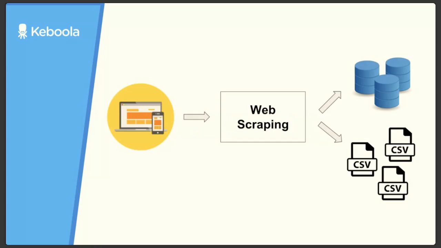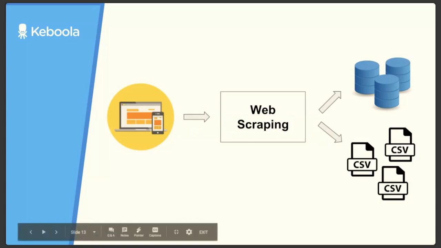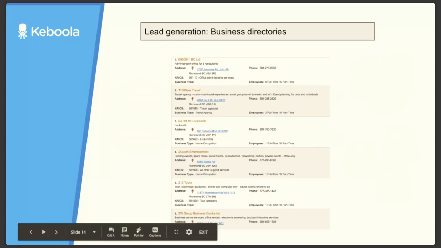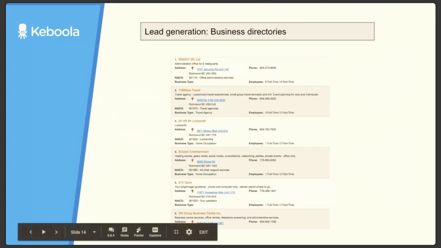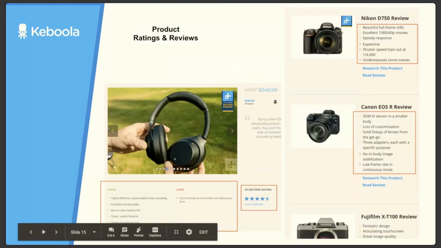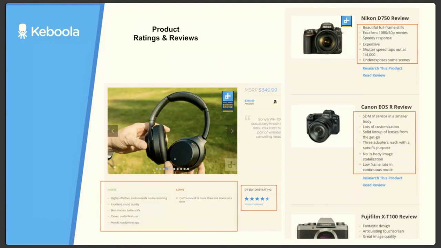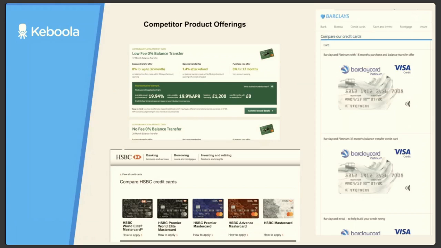Now let's talk about a few examples of how you can use web scraping in your business processes. Email addresses and phone numbers can be scraped from business directory or social media websites for lead generation purposes. Product reviews and ratings data on third-party websites can be scraped to help companies monitor their brands. You can also scrape data of competitors' product offerings as well as their prices to refine your marketing strategies.